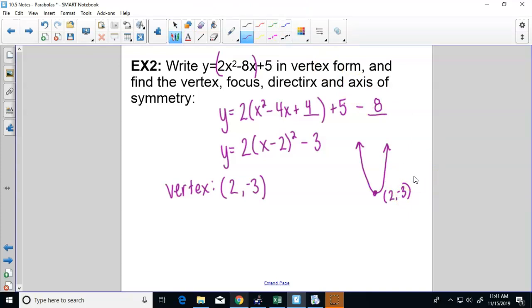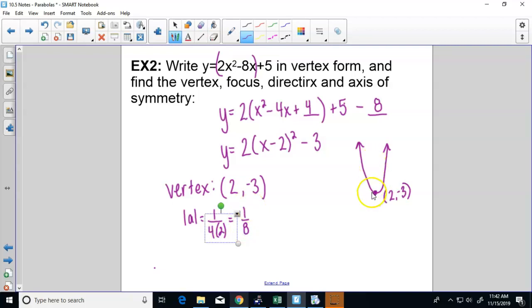So we've got to find our focal length again. So that is our absolute value of a equals 1 over 4c. That c is this number right here, so 1 over 4 times 2. I promise it's not always 1/8, but it has been on both of these problems.